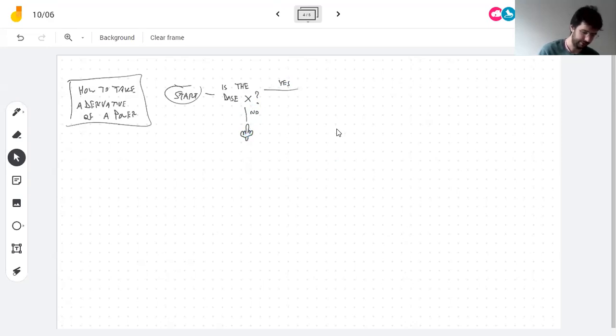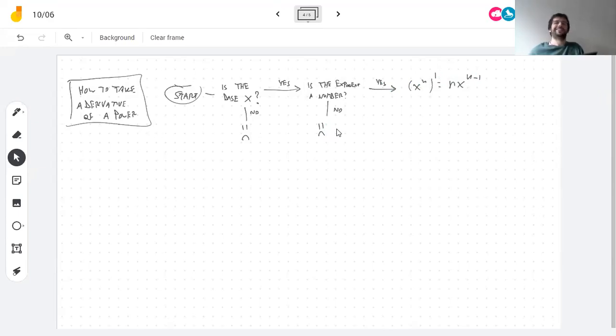It's a middle finger. No, I shouldn't draw a middle finger. I should draw a sad face. Is the exponent a number? If it's no, you go cry. And if it's yes, then you use the power rule. There you go. Much learning.